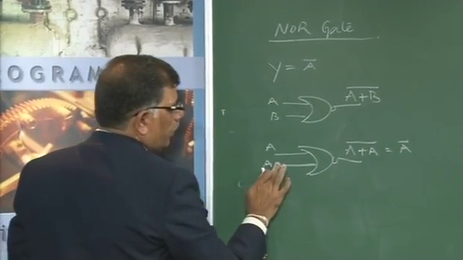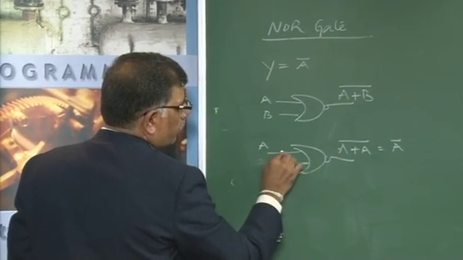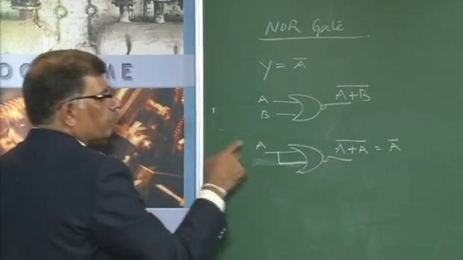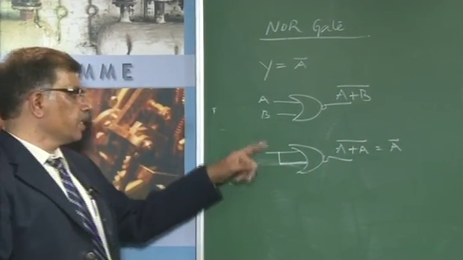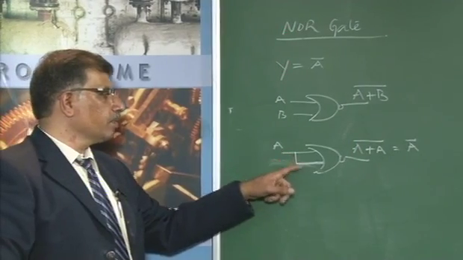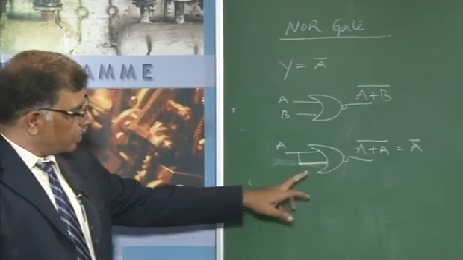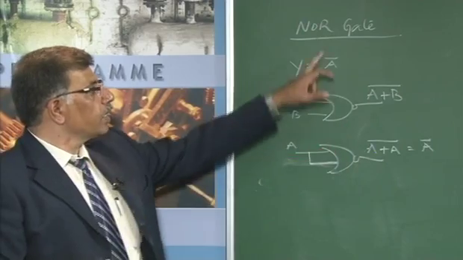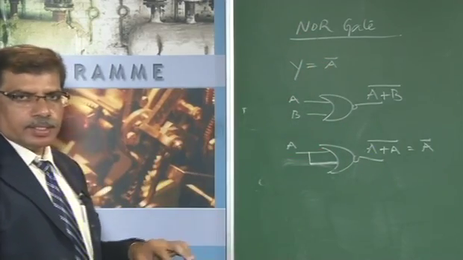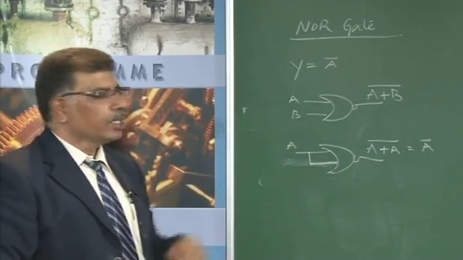In practical representation, instead of giving separate inputs, you take the a input and short the two pins together. This NOR gate is now working as a NOT gate. This is the NOT realization using only the NOR gate.